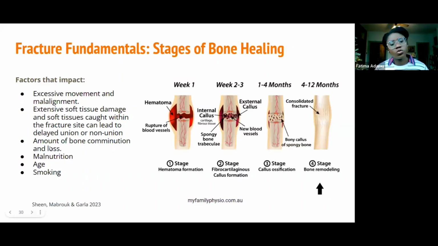Amount of bone comminution and bone loss. So bone comminution, in this case, we mean how many pieces of fracture are we talking about? How many bony fragments? And how well were they put back together? That's going to affect bone healing. In times of crisis, getting nutritious food is obviously a problem. So the ability to eat food that has the appropriate vitamins and minerals will affect bone healing. Age will affect bone healing. Also smoking, which affects bone healing as well as wound healing.